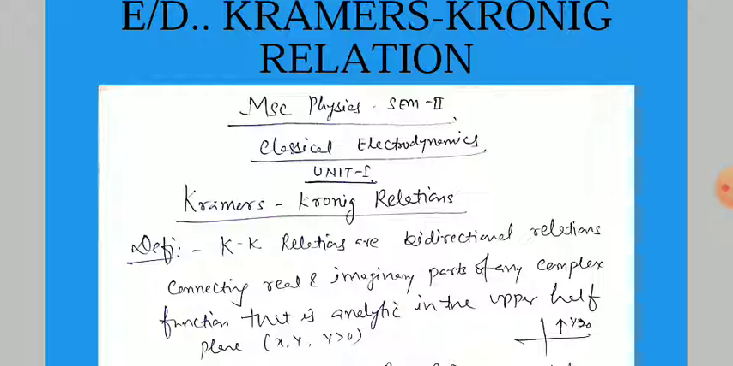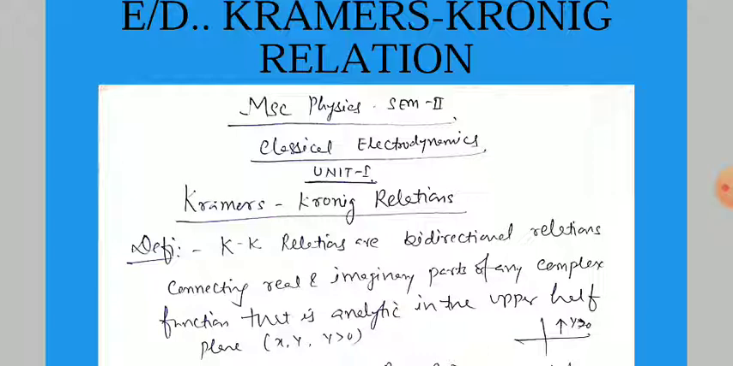Today we will discuss MSc Physics, semester 2nd, Classical Electrodynamics, paper 5th, unit 1st, and that is Kramers-Kronig relations. First of all, what is the meaning of these relations? Why do we need them? So we start with the definitions.